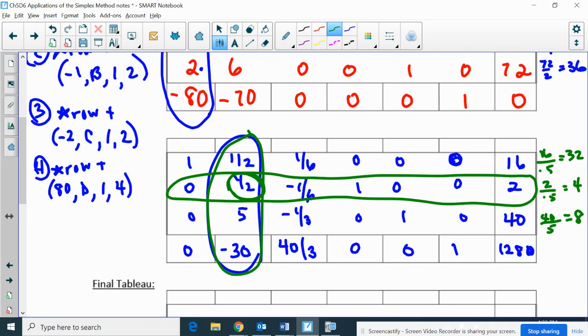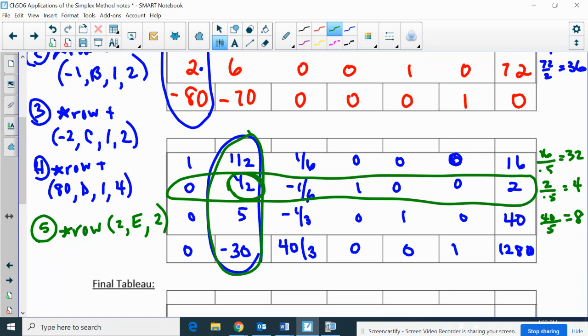So now I've got to make that pivot element into a 1. So my step number 5, I'm going to star row. I'm going to multiply by the reciprocal to make it into a 1. So I'm going to do 2 matrix E, and I'm using row 2 to multiply.